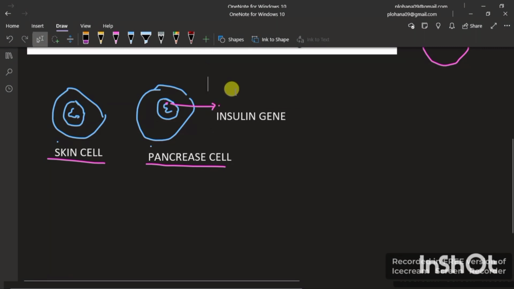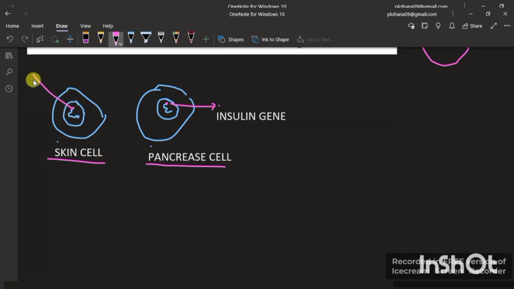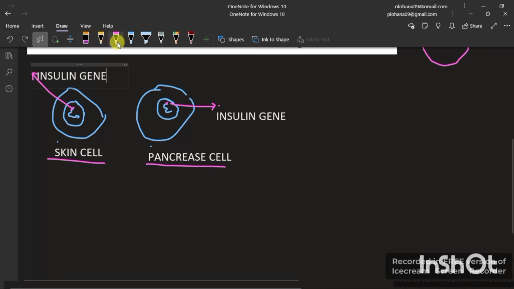But here we need to focus on one thing. If here we have the insulin gene, and we know that this DNA is replicated, like this DNA is made from this DNA, then here we have the insulin gene as well. If the pancreas cell has the insulin gene, it means the skin cell has the insulin gene as well, because this is the replicated DNA.